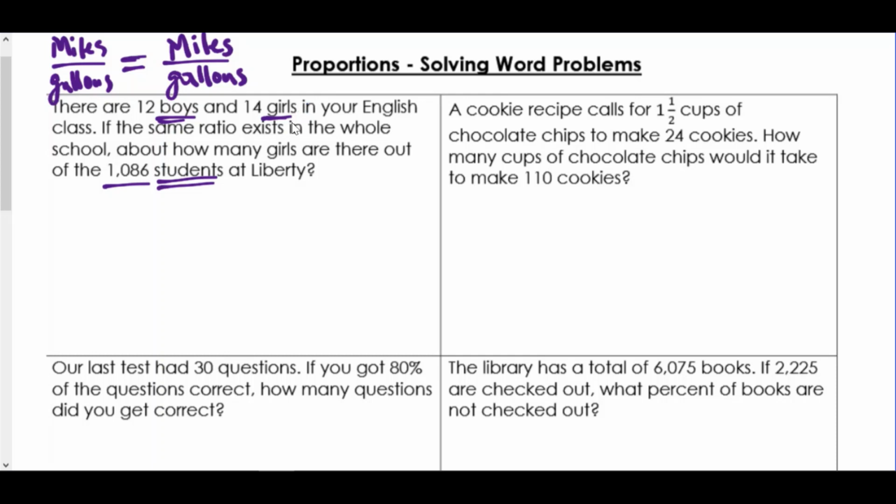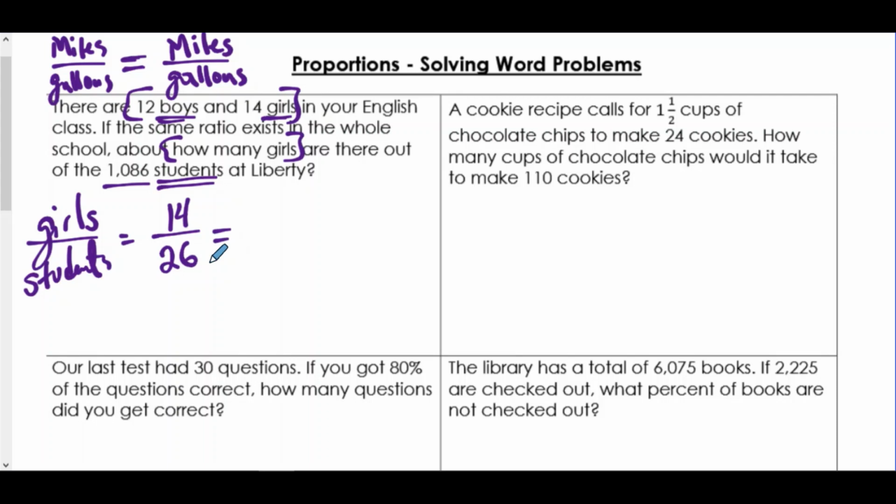The question will really drive your word ratio. I'm talking about how many girls. That's my question. So I don't know the number of girls out of the total number of students, all of my students. So girls is 14 out of how many total students do I have in my English class? It's not going to be 12. That's just representing boys. I'm going to put those two together. And that gives me 26. And the question's asking about how many girls out of the total population. We don't know the number of girls, but we know the total population. That's 1,086.